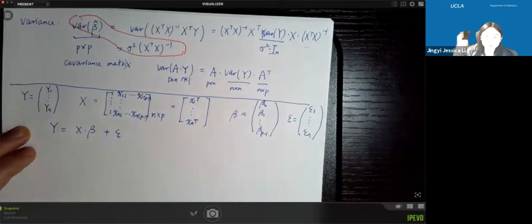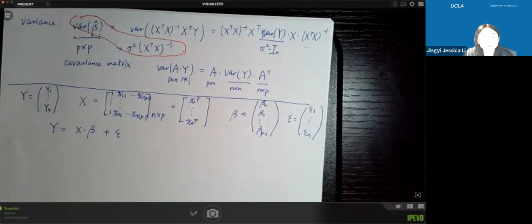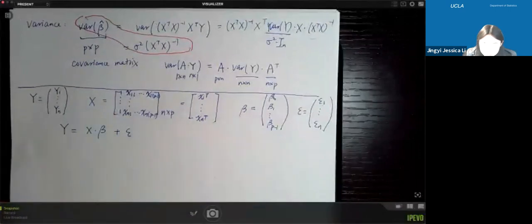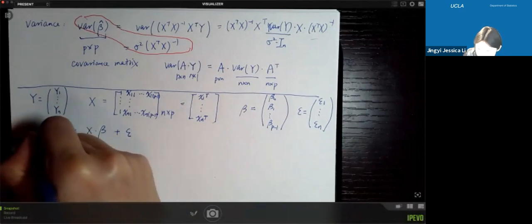Last time we gave a very brief discussion about fixed design and random design. I already posted those notes on CCLE, so you can check them out for the technical details. But just in short, the key difference in assumptions for fixed design and random design, I'm going to list here again.